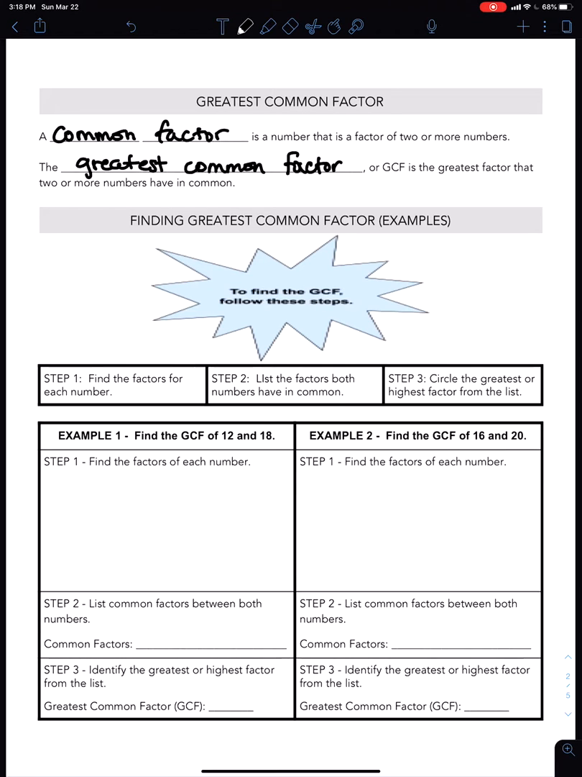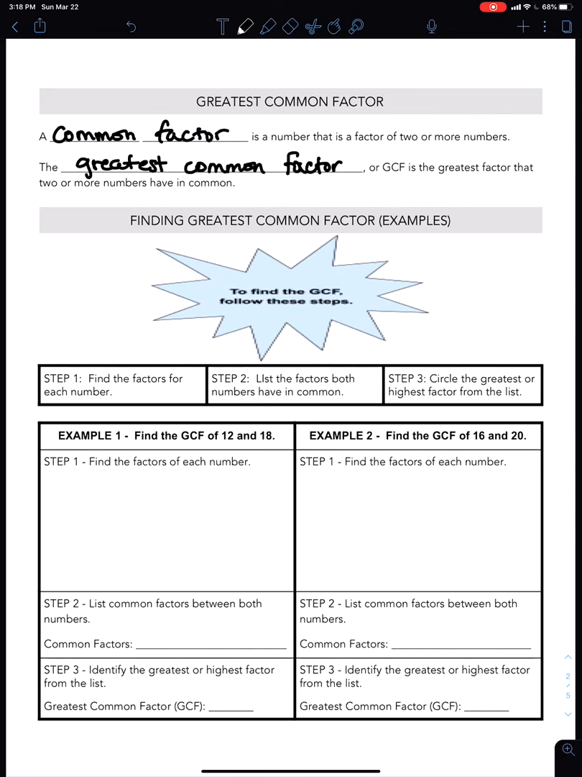Step 1 is to find the factors of each number. Step 2 is to list the factors both numbers have in common. And then step 3 is to circle the greatest or highest factor from the list. All right, we'll break these down step by step.